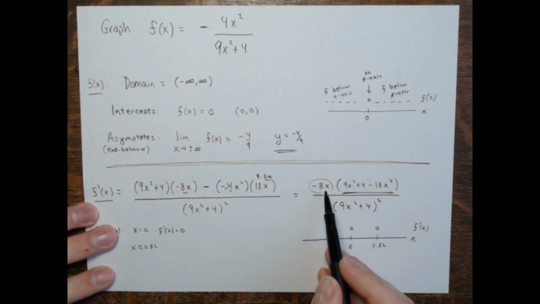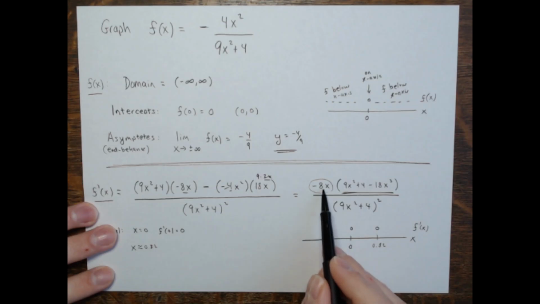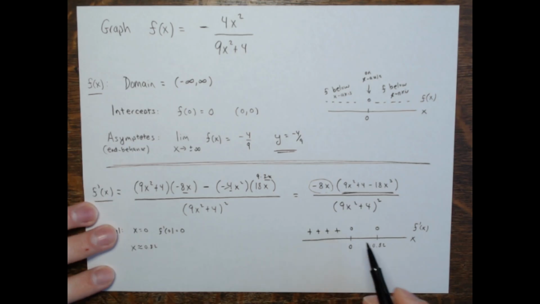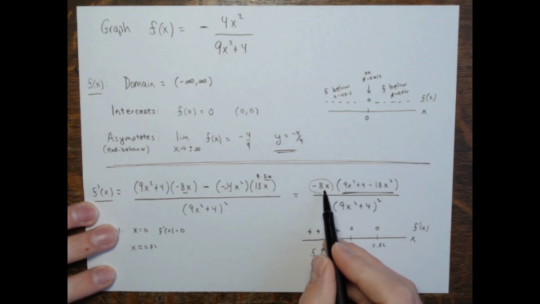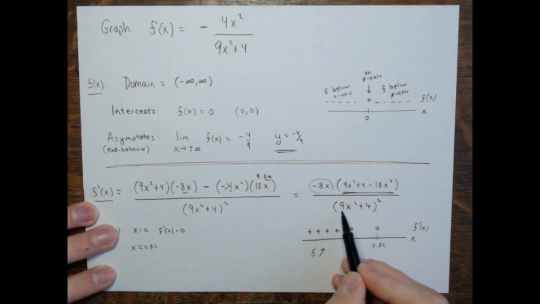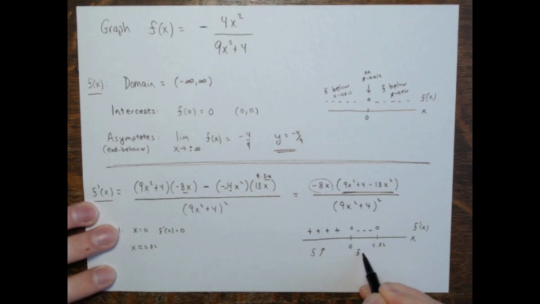So when x is negative, this will be positive, this will be positive, positive. We'd have positive values for our derivative, meaning that the graph of our original is going to be increasing up until 0. And then between 0 and 0.82, this will be a negative number, and this will be positive. So I have a negative numerator, positive denominator. This will be negative. So our graph will be decreasing between 0 and this 0.82 value.